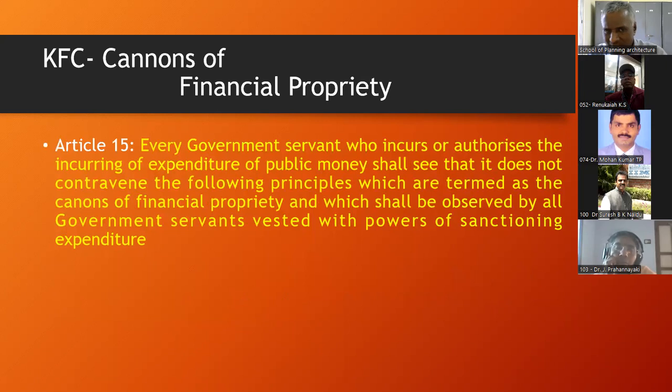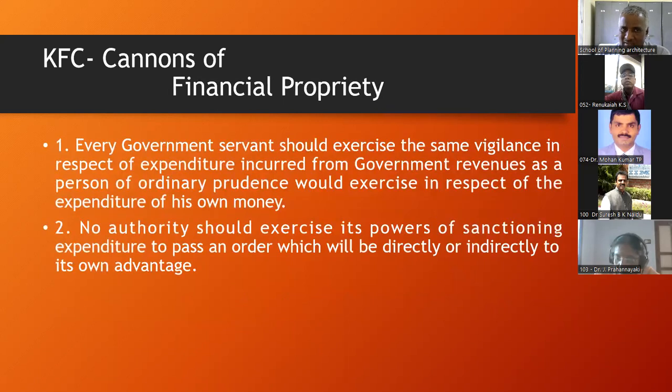What are the canons of financial propriety? Canons means you have to follow some basic, fundamental rules of financial propriety, being the head of the organization. Every government servant who incurs or authorizes the incurring of expenditure of public money shall see that it does not contravene the following principles, which are termed the canons of financial propriety, which shall be observed by all government authorities. Number one, every government servant should exercise the same vigilance in respect of expenditure incurred from government revenues as a person of ordinary prudence would exercise in respect of the expenditure of his own money.